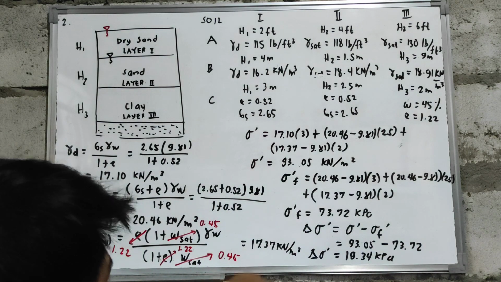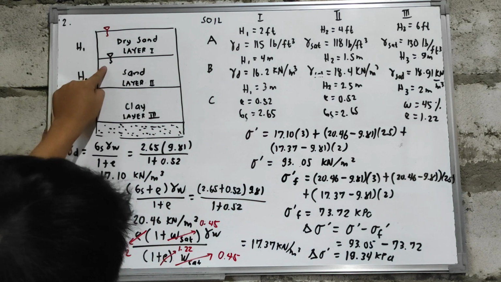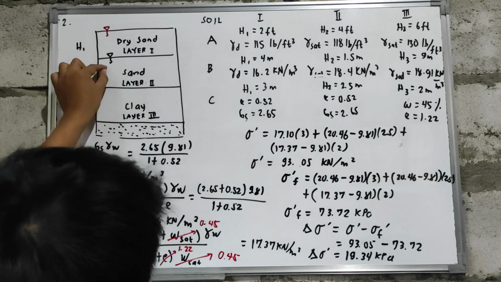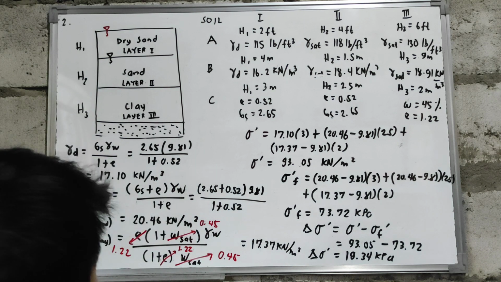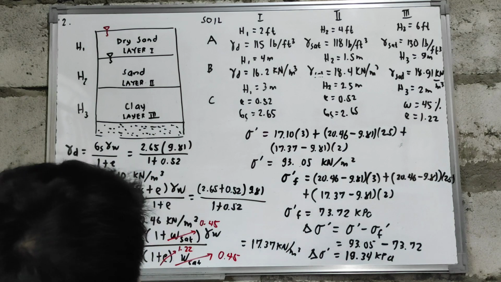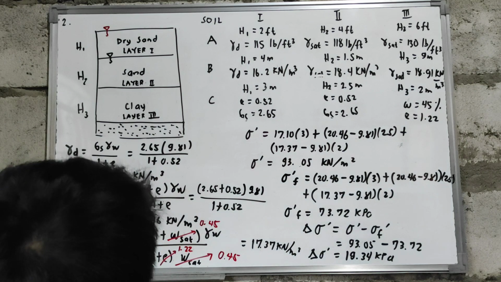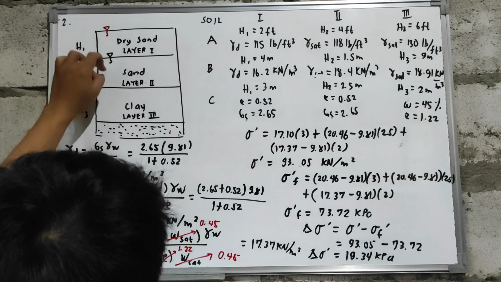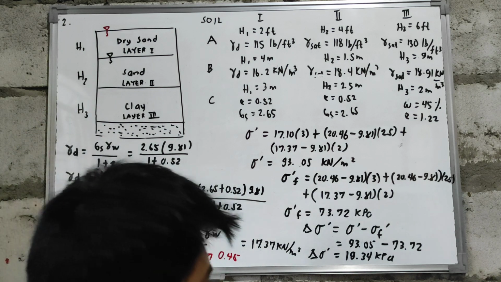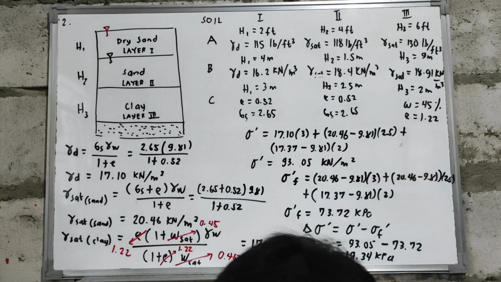So, therefore, kung titingnan natin, habang tumataas yung groundwater table natin, lumiliit yung value ng mga stresses na nararanasan ng soil profile natin. So, habang bumababa naman yung groundwater table natin, tumataas yung value ng effective stress natin.